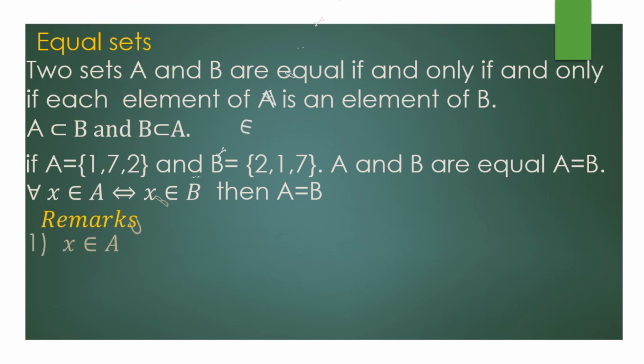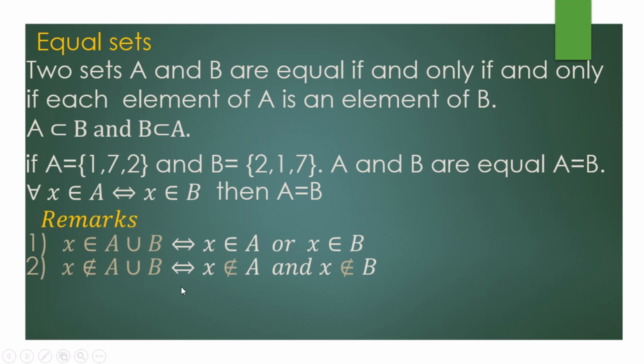Remarks. What do you mean by x belongs to A union B? X belongs to A union B when x belongs to A or x belongs to B. If x belongs to A and x belongs to B, it means that x belongs to their intersection, A inter B.